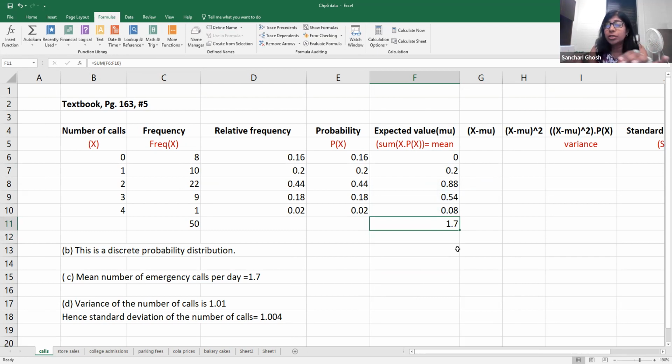So as a result, ladies and gentlemen, we cannot say that this value, the number of calls, is always 1 and has a probability of 0.2. It is only in some kind of distributions like the binomial distribution where we say probabilities are fixed. These might vary also. Chances can be that these probabilities also vary.